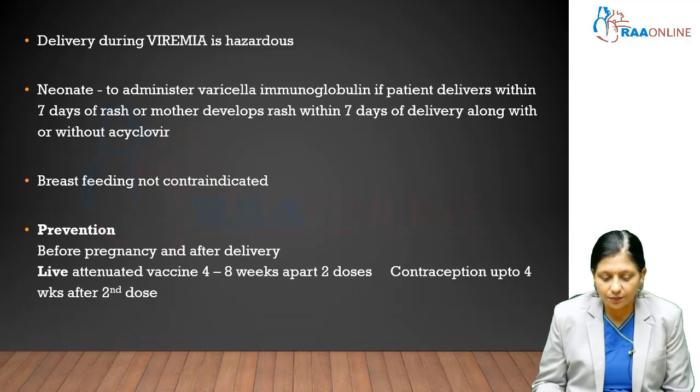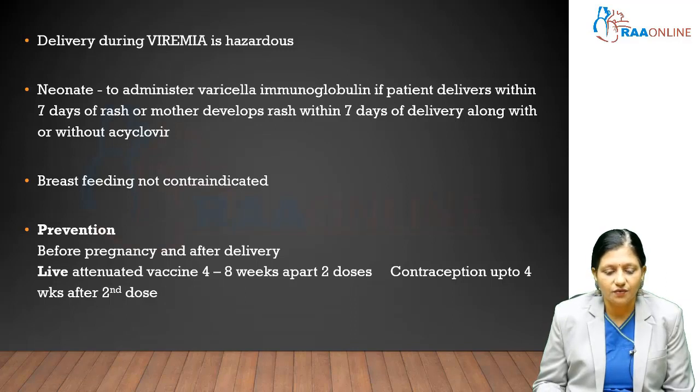And as soon as the baby is born in maternal infection, we should administer varicella immunoglobulin. And if the patient is delivering within 7 days of rash or mother develops rash within 7 days of delivery, and she has been getting acyclovir or she has not been getting acyclovir, the newborn should receive varicella immunoglobulin. If the patient got varicella infection, breastfeeding is not contraindicated. She can go ahead with breastfeeding with proper hygienic measures.